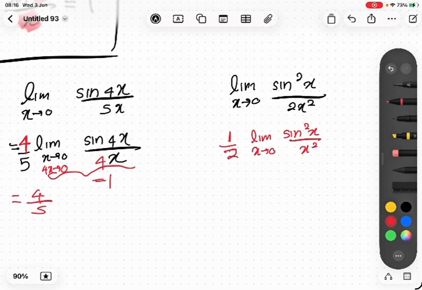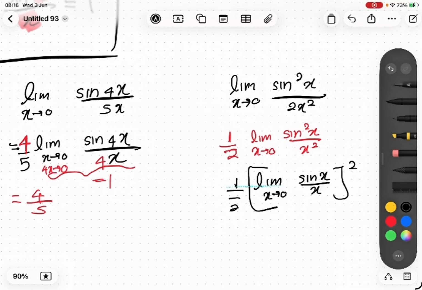Can you remember I told you a rule that when you have this whole thing squared here, we can just write it like this: 1 over 2, limit, take it squared, sine x over x. This one we have to write without the square, x tends to 0. This whole limit we can make squared if the whole term is a squared term. Now we know that this part is equal to 1. Therefore, the answer is half into 1 squared, which is half.